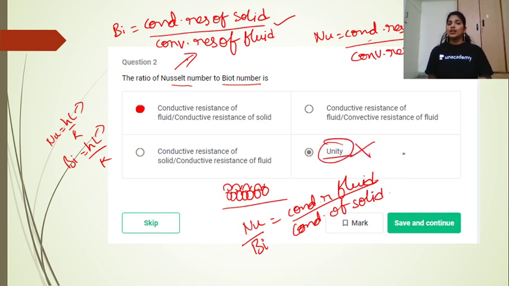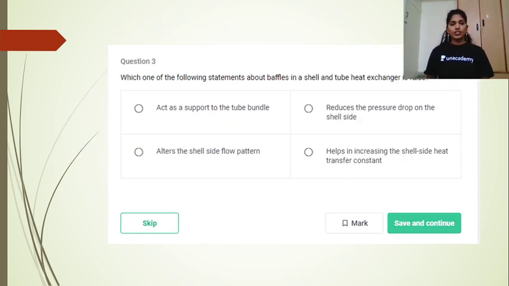So that is why I always say that you should follow the logic. First of all, you should know what is Nusselt number and what is Biot number. Okay. So I guess it's clear. Yeah. Let us proceed to another question.